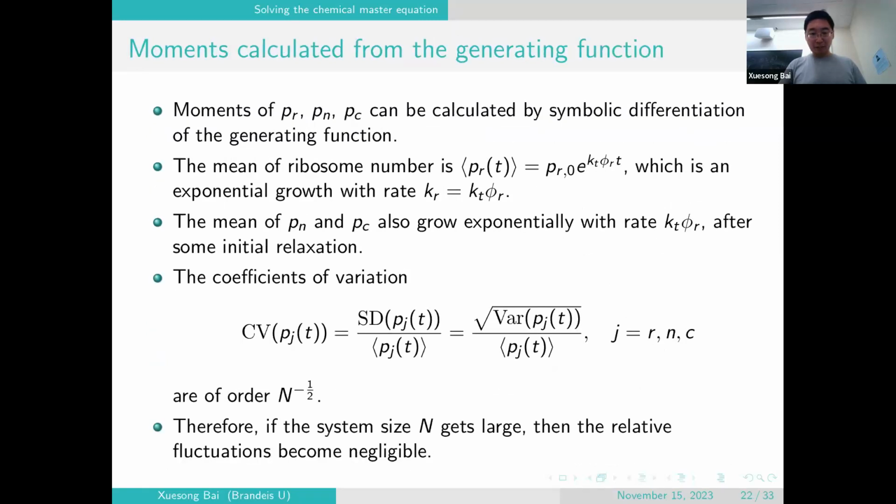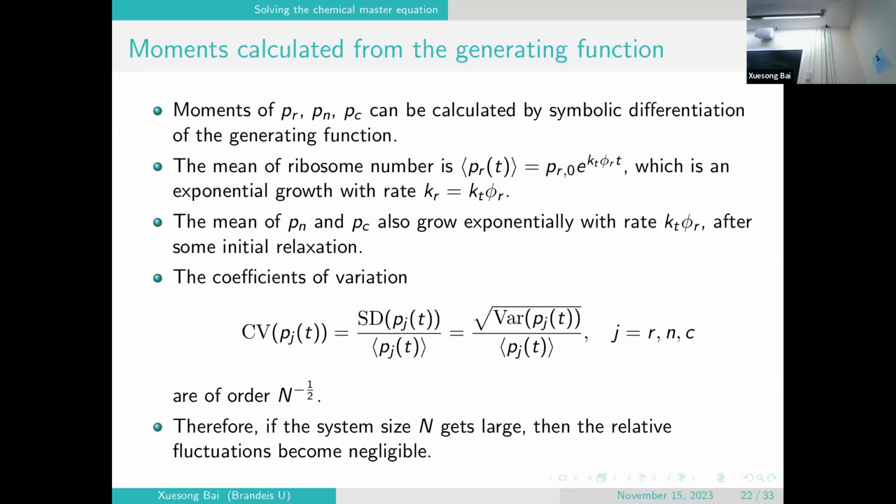So once we have the distributions, we can calculate the NC ratios, but bear with me a little bit. There's still a little more to say about these numbers of proteins. We can actually calculate the moments of these variables from that closed form expression of the generating function. This is simply done by symbolic differentiation, so that's pretty convenient. The point here is, if you look at the mean number of ribosomes, this is indeed an unrestricted exponential growth with this growth rate. So indeed, this will go to infinity if the time goes to infinity. Then the other two also grow exponentially with the same rate after some initial relaxation. So we have this exponential growth in the mean.